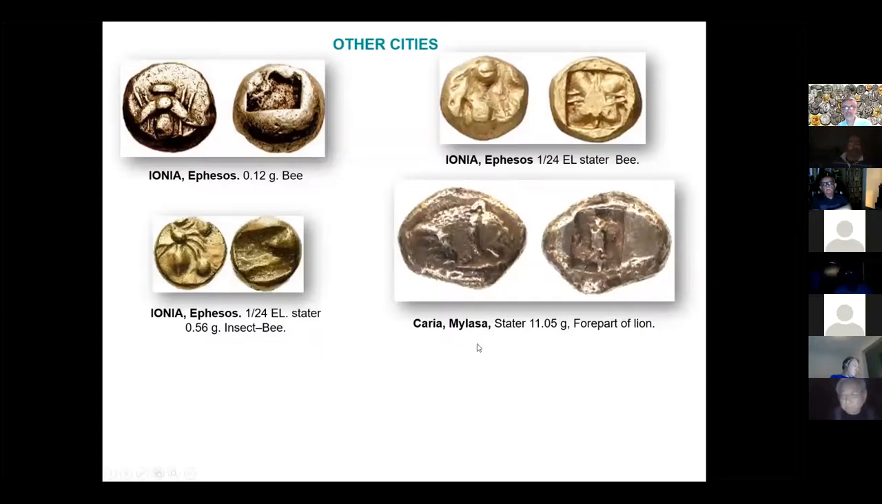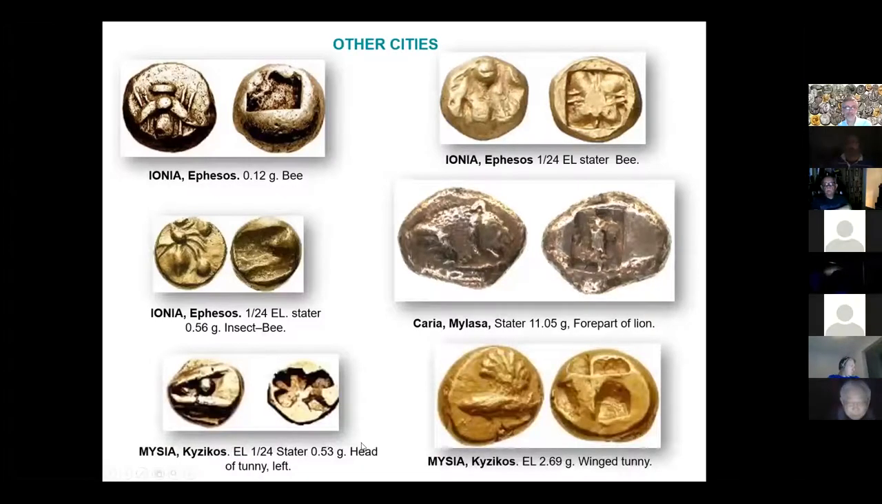And Milasa from Caria, from the late 6th century, early 5th century, maybe 580s. And Kyzikos, one of the most prominent cities on the coast of the Marmara Sea. Later on, Kyzikos would become a very important trade post and issued many, many beautiful coins in electrum.